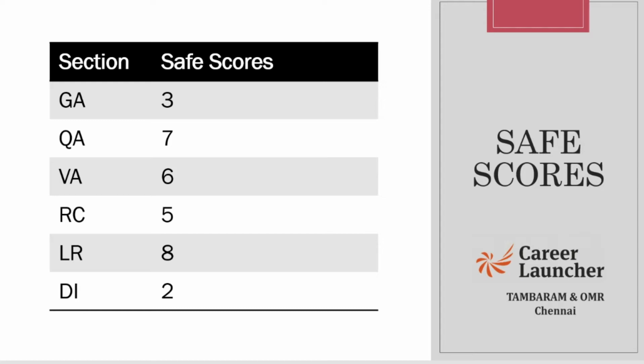So what can I call a safe score? Anything in general awareness at about 3 marks should be very, very safe. A quantitative aptitude score of 7, a verbal ability score of 6, a reading comprehension score of 5, an LR score of 7 to 8, and a DI of 2 should ensure that you clear the sectional cutoffs. So keep this matrix in mind when you're doing your paper. First, let's try to clear the cutoffs, and then we go on to maximize the scores in the sectionals.